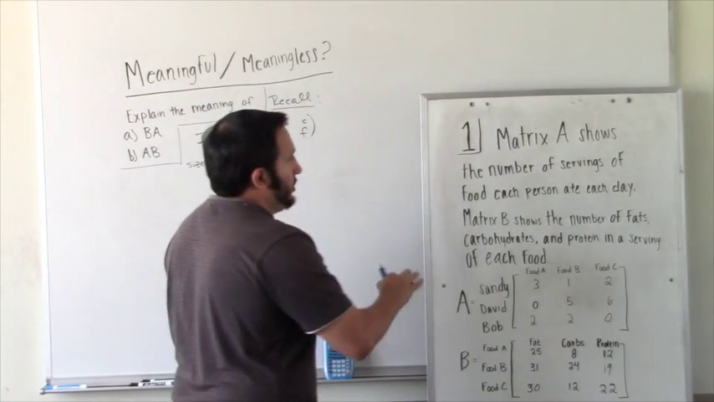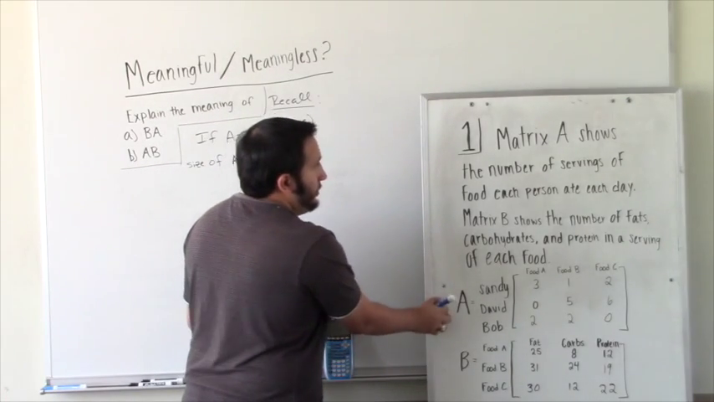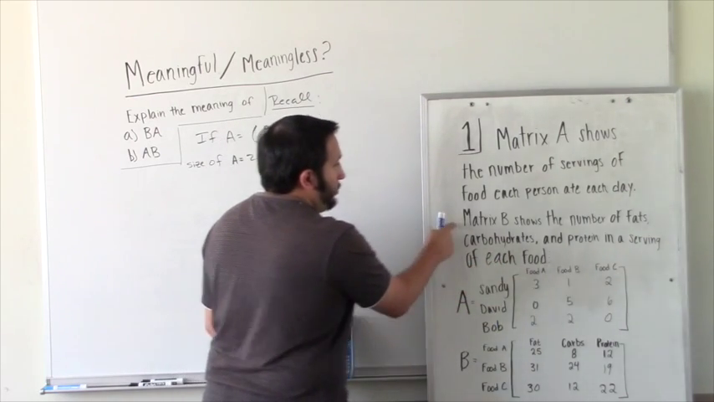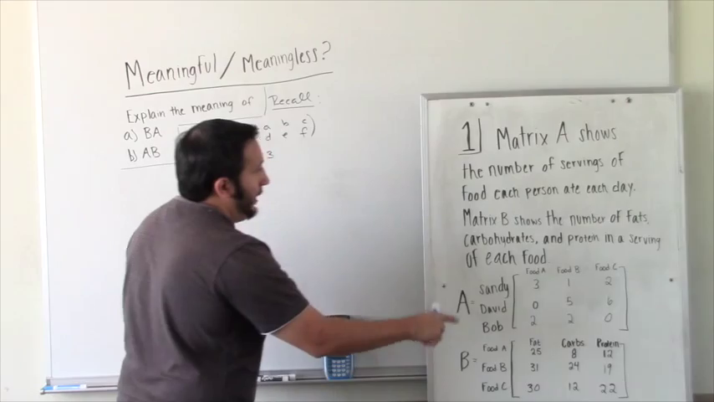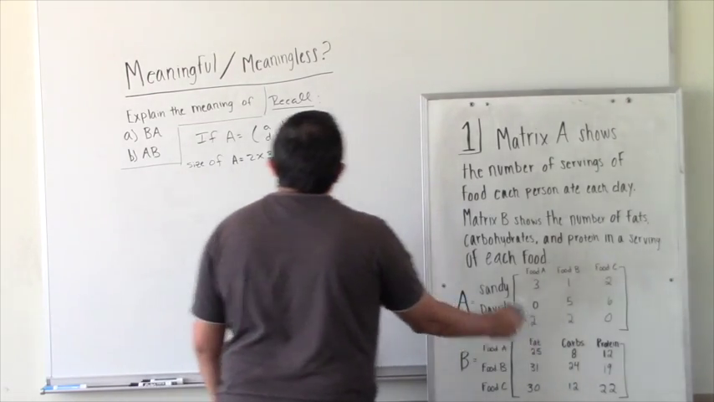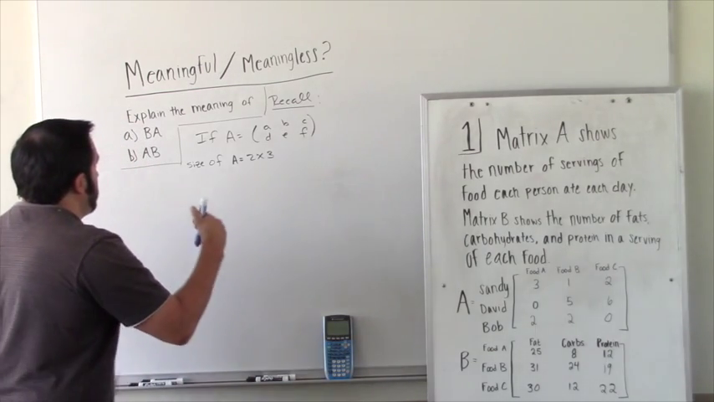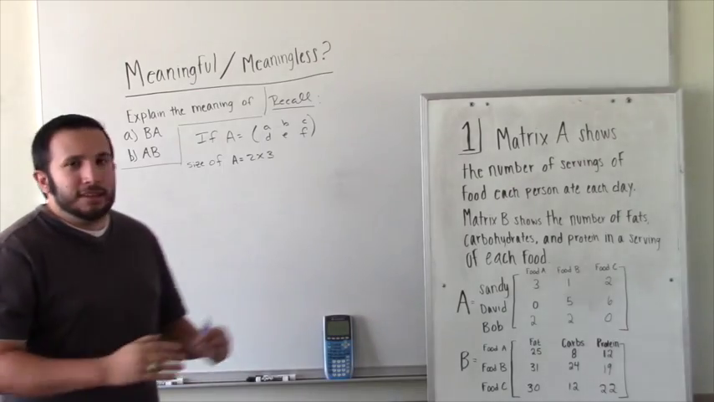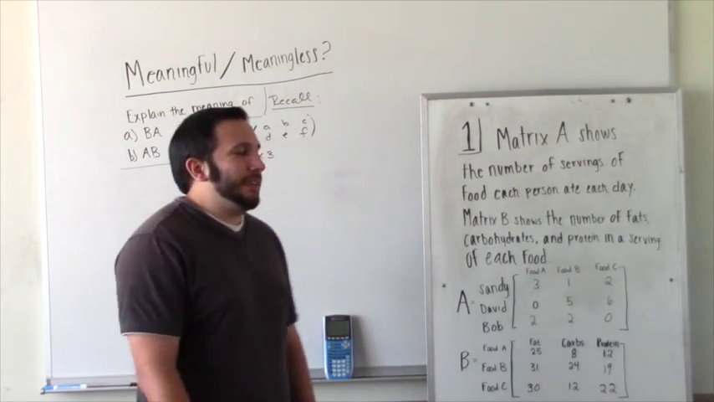What we have is that matrix A shows the number of servings of food each person ate that day, and matrix B shows the number of fat, carbs, and proteins in a serving of each food. And what I'm asking is to explain the meaning of B times A and A times B to see if they're even meaningful or meaningless.